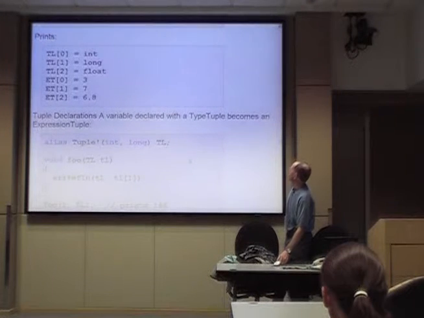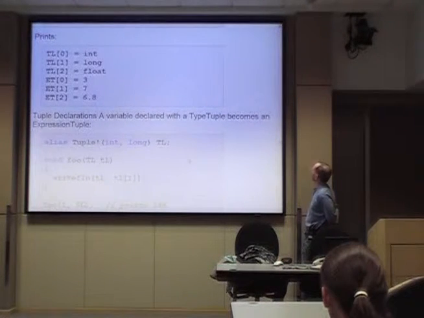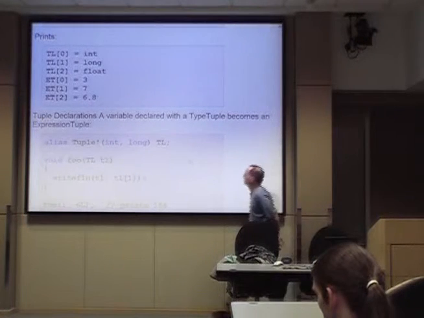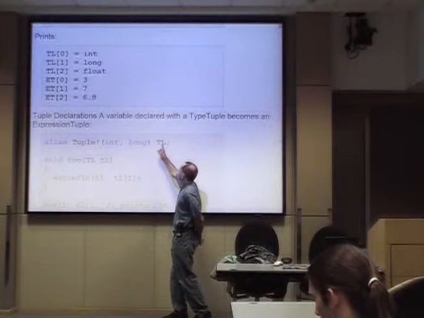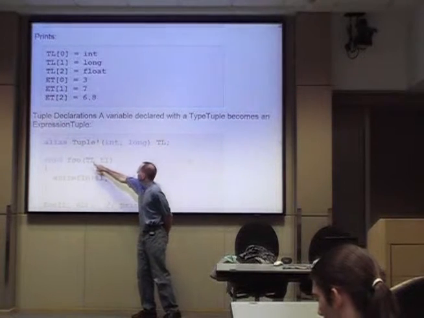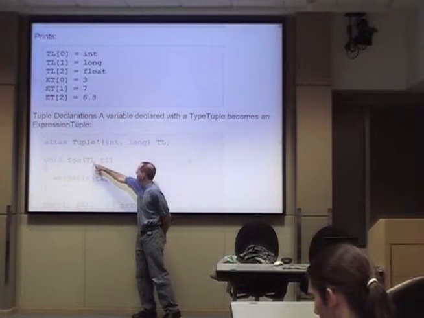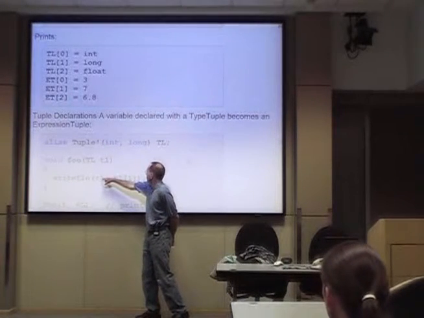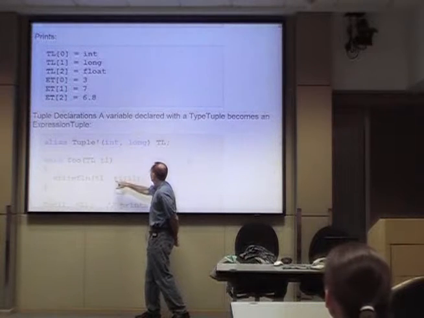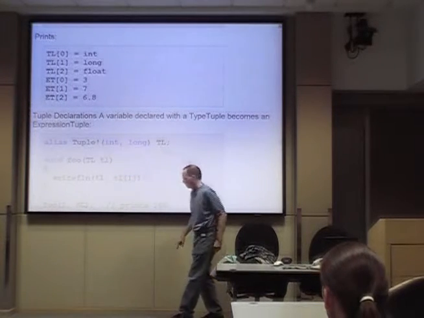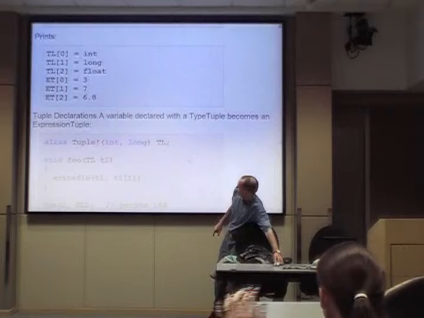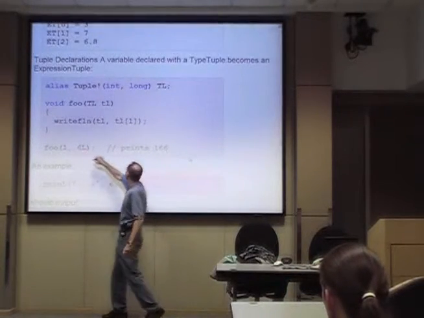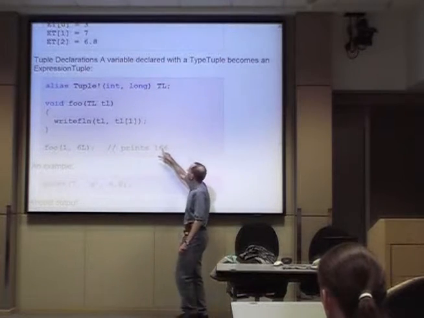Okay, a variable declared with a type tuple type becomes an expression tuple. So I have my int long TL, and I declare my function foo with this type list of T1. And here I can write out T1, which is both arguments, or the second argument. And then, if I pass foo 1, 6, it'll print out 1, 6, 6.